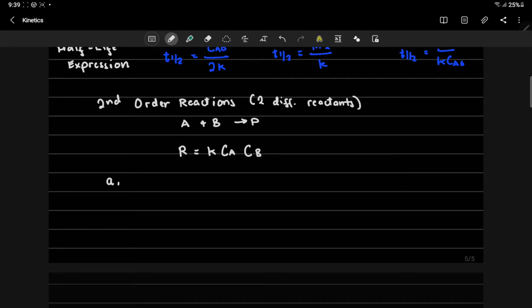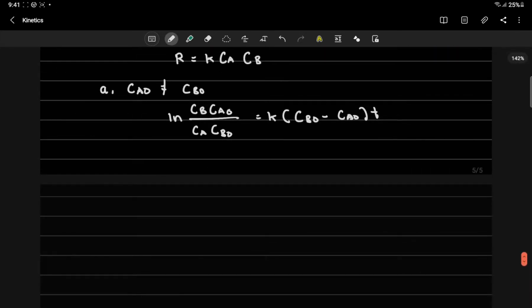So we can divide this problem into two situations. Number one, the first situation is that we can have the initial concentration of A equivalent to the initial concentration of B. So if this is the case, the integrated rate law will be ln of the concentration of B times the initial concentration of A divided by the concentration of A times the initial concentration of B equals K times the initial concentration of B minus the initial concentration of A times T. I'm sorry, this case should be that the initial concentrations are not equivalent.